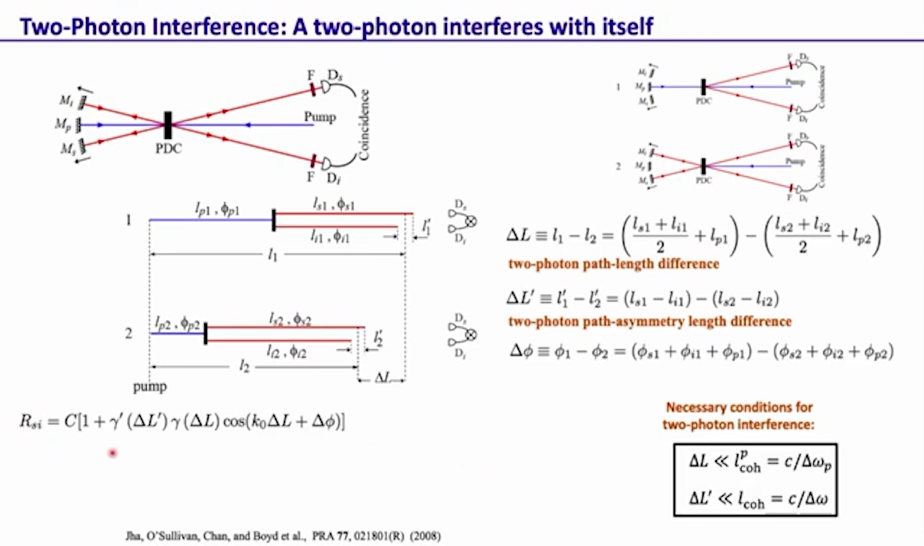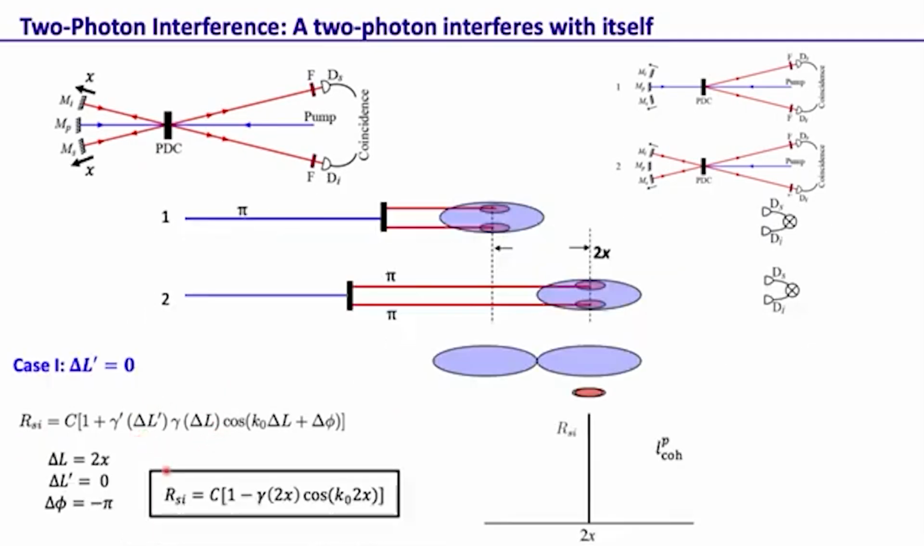So now we want to have a coherence packet kind of representation for the interference that we see in this coincidence count rate. First we'll look at the effect just due to delta L, and then the effect just due to delta L prime. Again, we'll use this experimental setup itself, and we will change these mirror positions such that delta L prime remains 0.